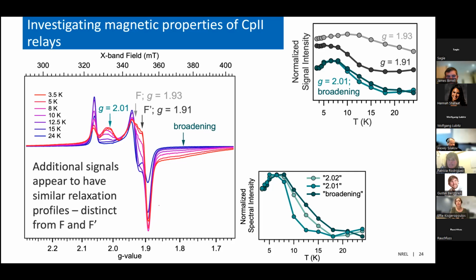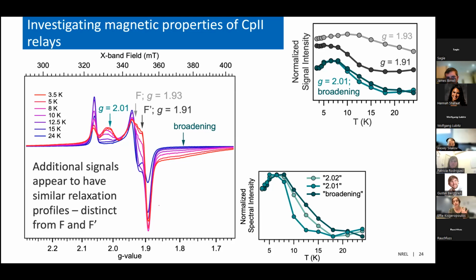There's a lot more that you can do with temperature dependent data, and much more quantitative results that you can gain. That does form the basis of work that we're interested in, as you'll see on my future directions slide. But for right now, these offered a nice qualitative picture, helping our assignment of these different signals and the F versus F prime g values, and these unassigned signals that seem to have distinct relaxation profiles from the F cluster signals.